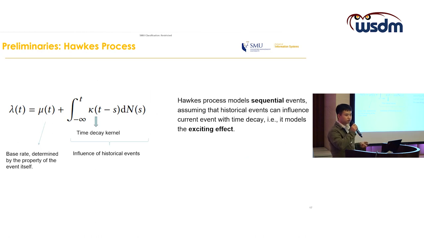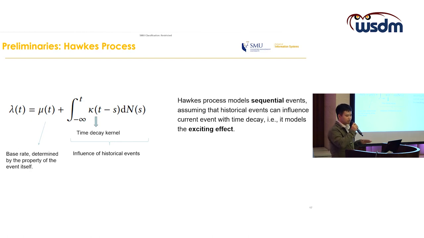Temporal point process models sequential events, assuming that historical events before time t will influence the occurrence of the current event. And the Hawkes process is a typical temporal point process. Here is the conditional intensity function of the Hawkes process, in which nu t is a base rate determined by the property of the event itself. And kappa is a time decay kernel, which is usually in the form of an exponential function.